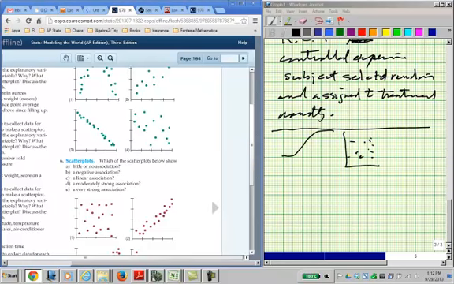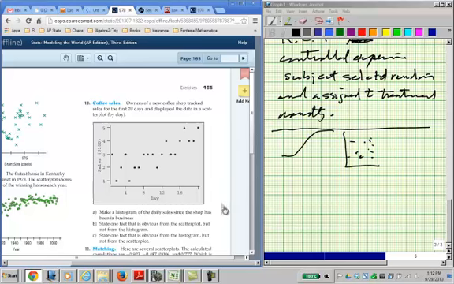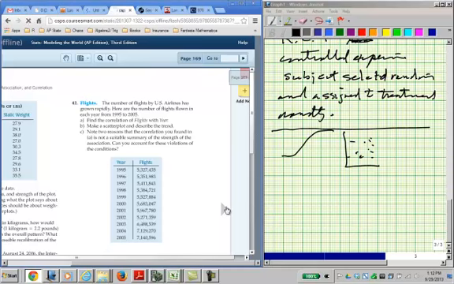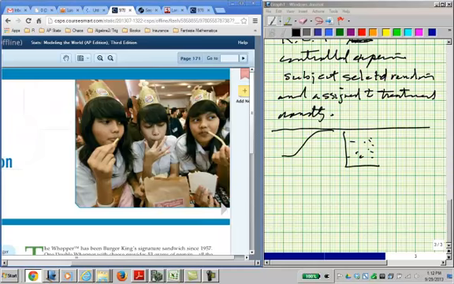Turn that. Okay. This is near the end. Oh, too far.